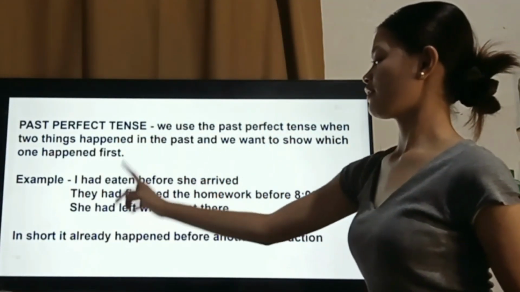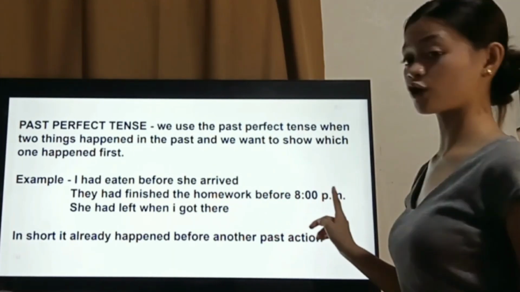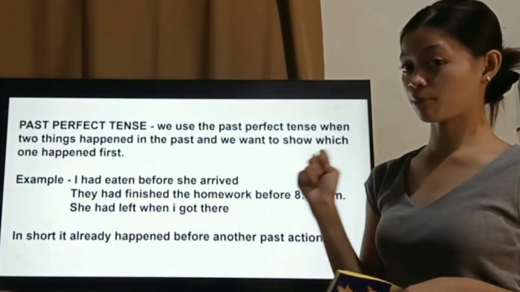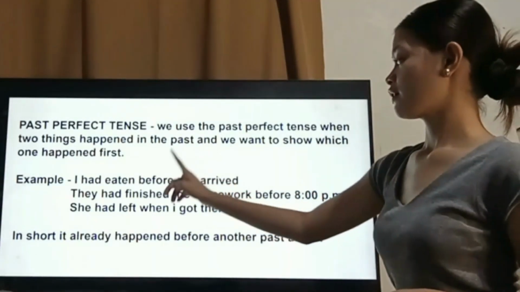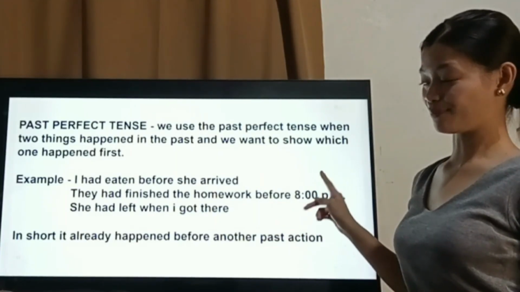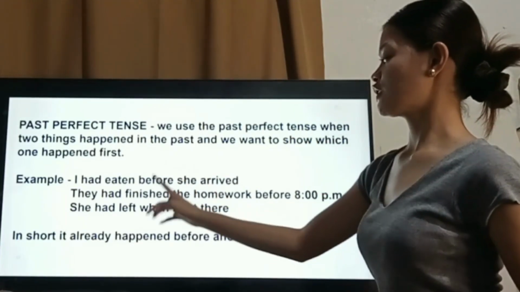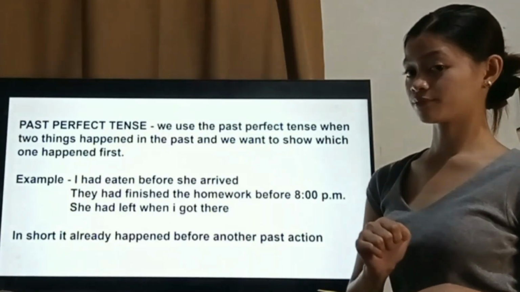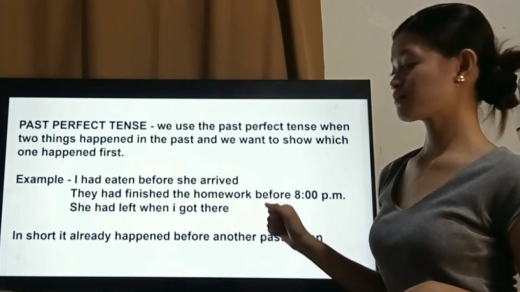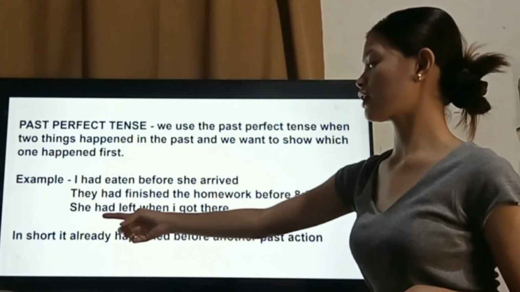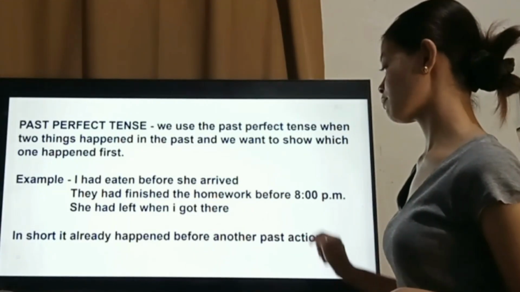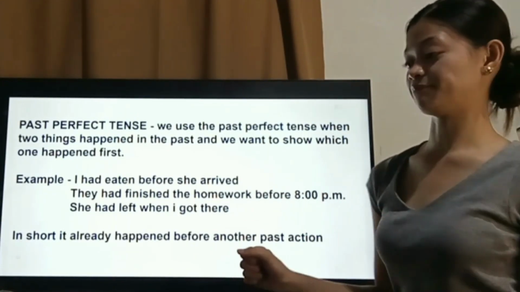Second example, they had finished the homework before 8 o'clock p.m. So the homework was already done before 8 p.m. Third example, she had left when I got there. This means that she left earlier, and I arrived later. In short, it already happened before another past action.